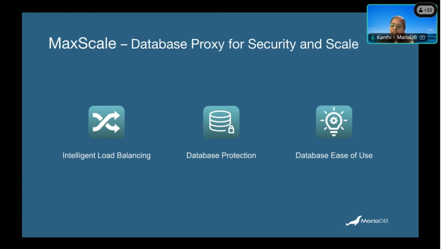The next one, which is a very, very important one, is database ease of use. Today, MaxScale is able to fail over and fail back seamlessly, so you will not even realize that there is something wrong with the node. In today's world, everything is bound to fail, right? Irrespective of how well your infrastructure is protected. So what happens when something goes wrong with your master node?